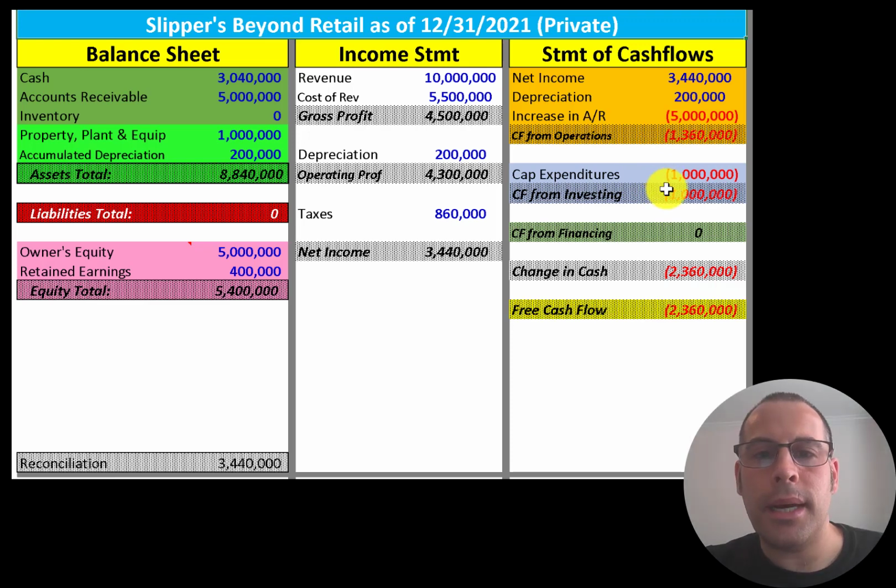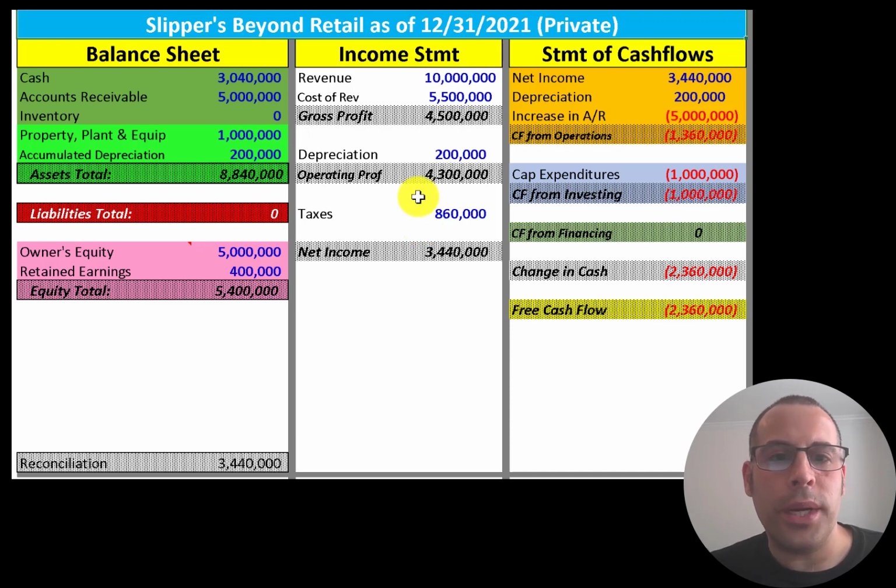They did spend $1 million in CapEx in 2021. That is part of it. But still, why do they have such a big negative? And when I see they extended $5 million of credit to Walmart, I feel pretty good about this as an investor. I'm pretty confident that Walmart is going to pay its invoice. Even if sometimes Walmart does take a long time to pay its bill, I know they always pay.